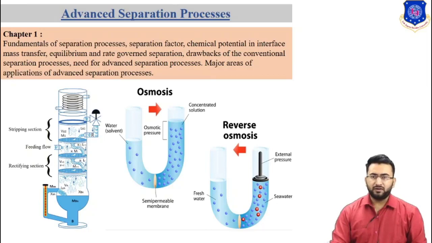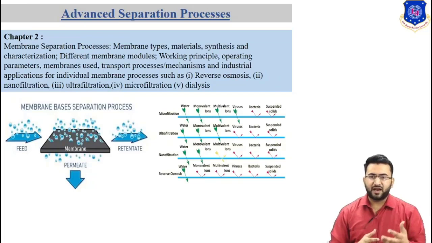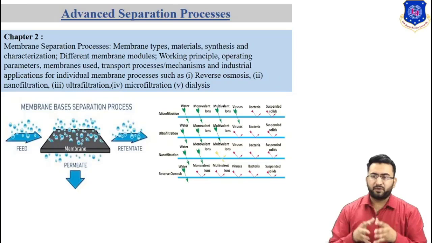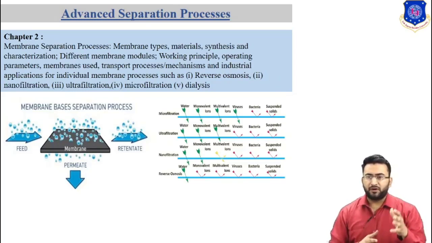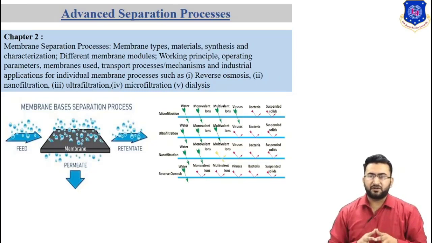Now let's talk about the second chapter. In the second chapter, we'll talk about the various types of membrane separation process, membrane types, membrane material, synthesis and characterization of membrane, different membrane modules, working principle, operating parameters, membrane used for transport process, mechanism of industrial application for individual membrane processes such as reverse osmosis, nanofiltration, ultrafiltration, microfiltration and dialysis.